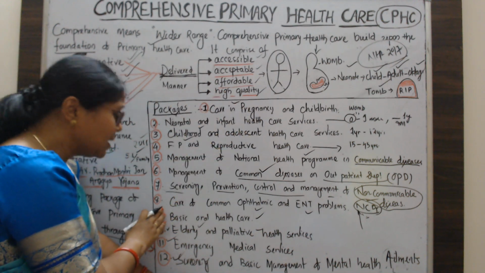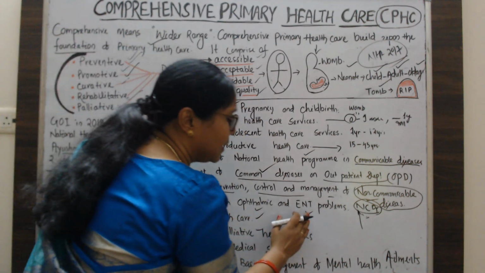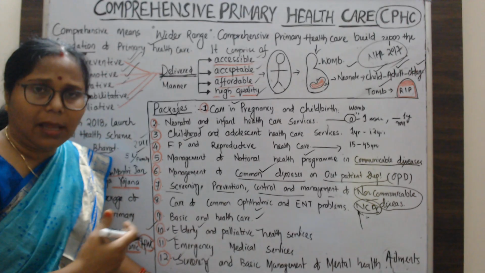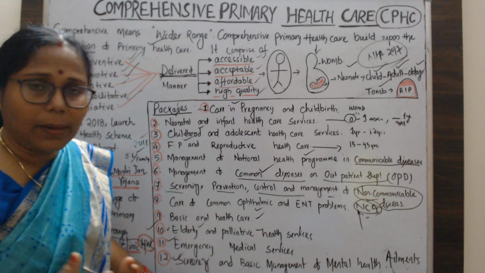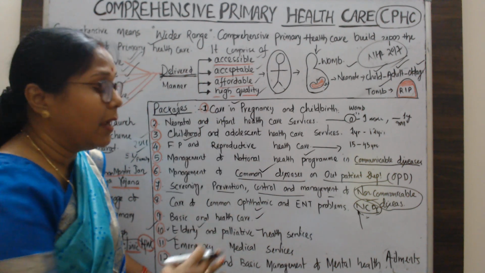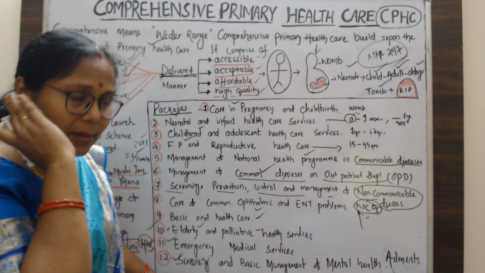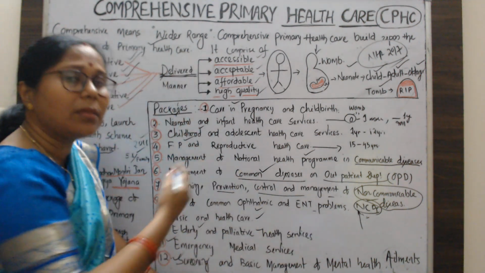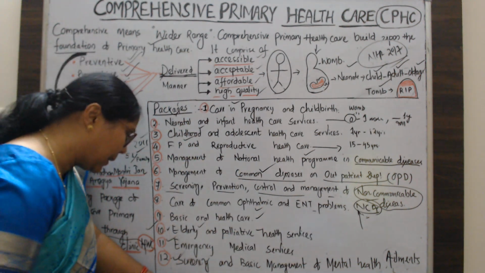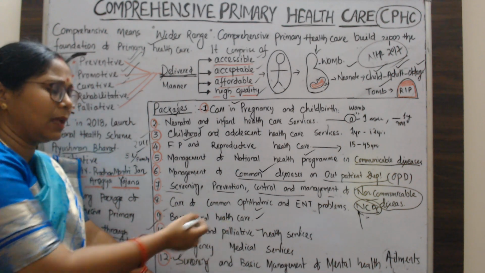Eighth package, care of common ophthalmic and ENT problems. So any problem related to the eye, cataract or glaucoma, can be managed. And also ENT, the ear, nose, throat services are also provided through this comprehensive primary health care. Next, ninth one, basic oral health care.